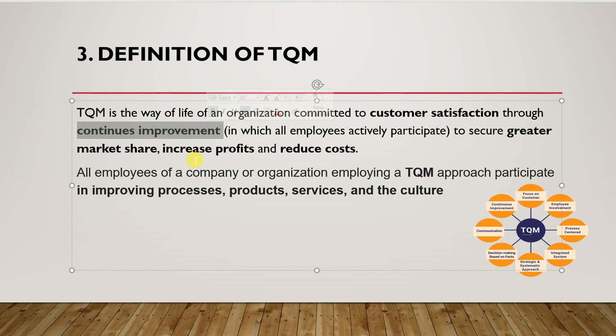Remember that TQM is all about continuous improvement, in which all employees should actively participate. All employees, junior and senior management, should actively and equally participate. Why? To secure greater market share. If they improve their processes, their organization, their products, that will ensure greater market share. They will achieve more customers in the market. They will definitely increase their profits. They will have more sales. They will have more franchises. They can even go international. And that will also reduce costs, because we said that if you eliminate or reduce errors, that will result in reducing costs.